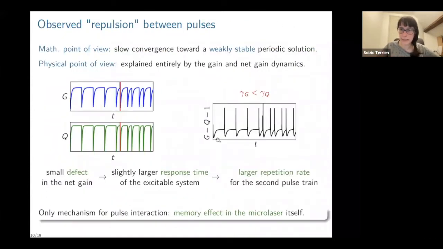And this is how physically we can explain this really slow convergence towards a weakly stable periodic solution, until it really stabilizes in a configuration where both pulses experience the same value of the net gain because the interpulse timing is half the delay time. So here we have really a kind of pulse interaction, but the only mechanism for pulse interaction is some memory effect in the microlaser itself, and in particular in its gain section.